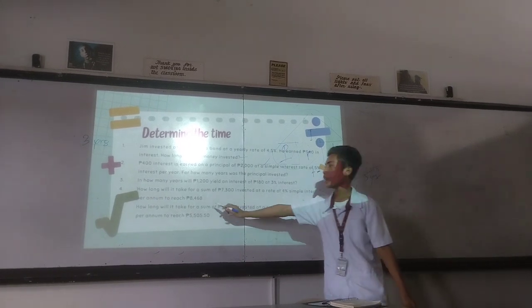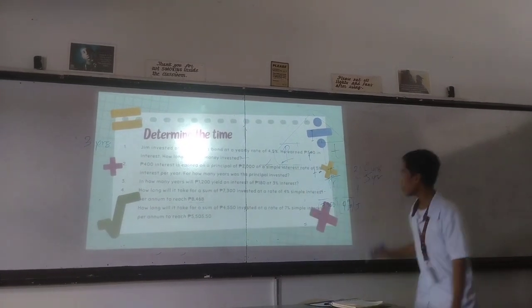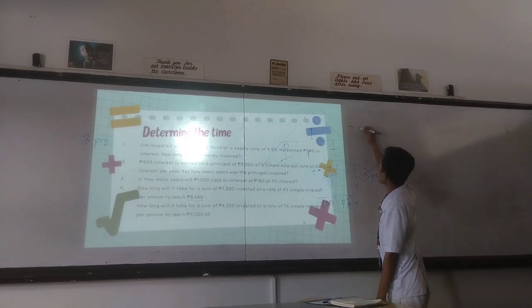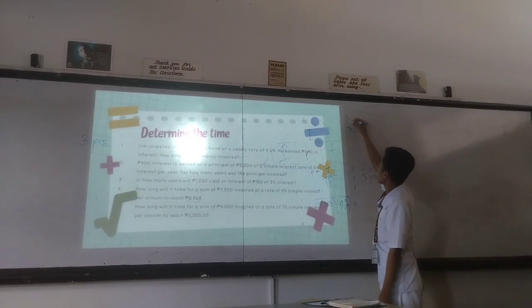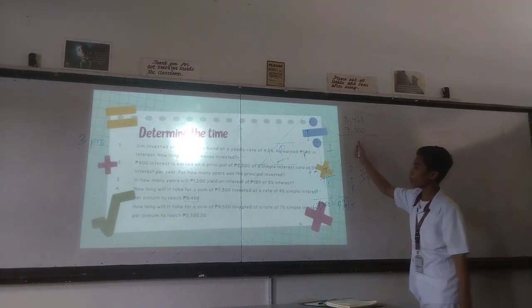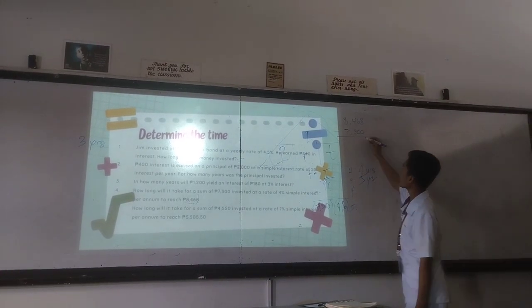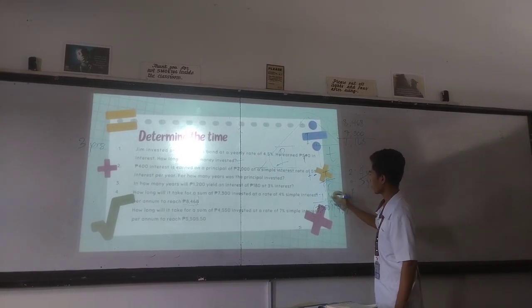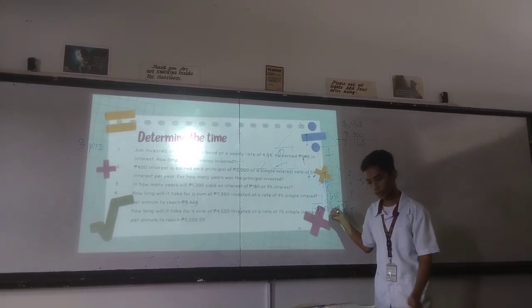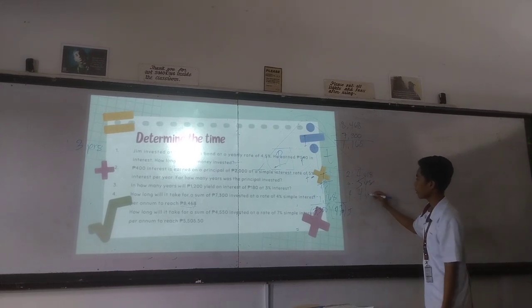So in this problem, we have the overall amount and then the interest. To solve for the simple interest, take the overall amount, which is 8,468, and subtract the principal amount which is 7,300. With that, we get 1,168, which is our interest. If you put that in your calculator, then we'll get 4 years.